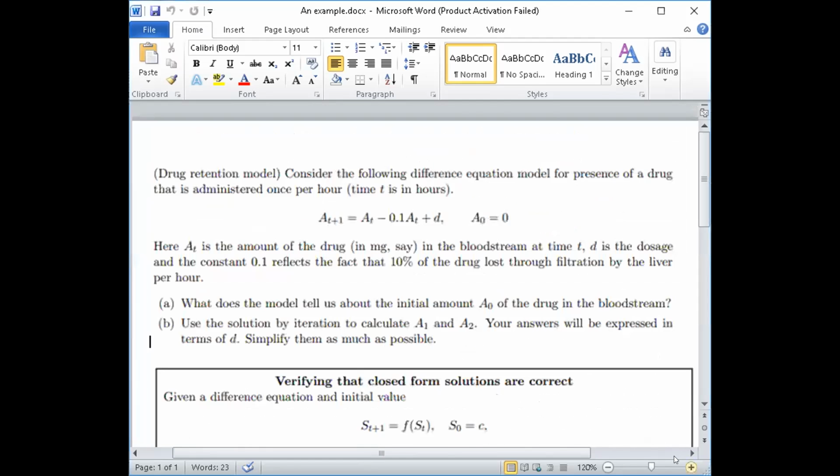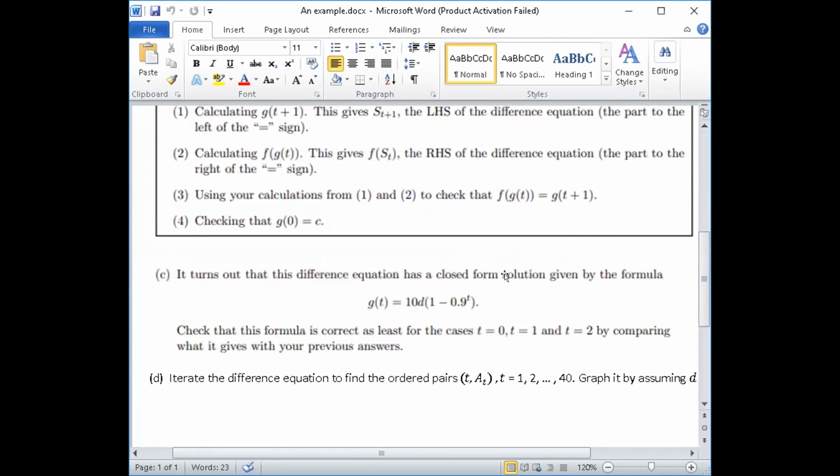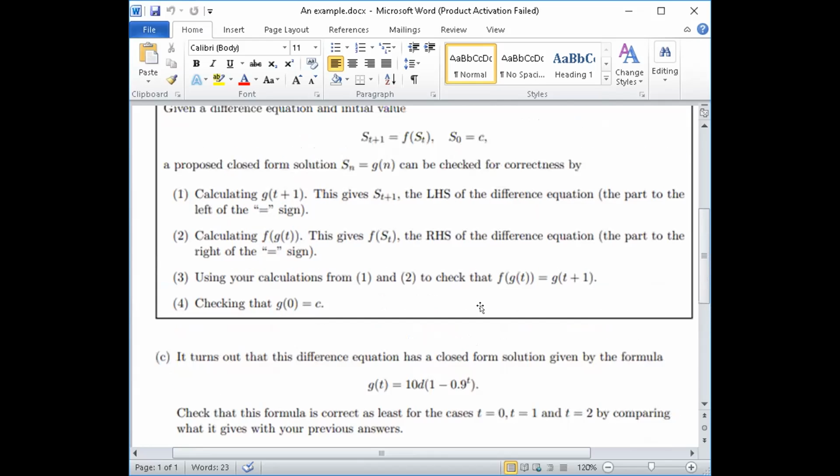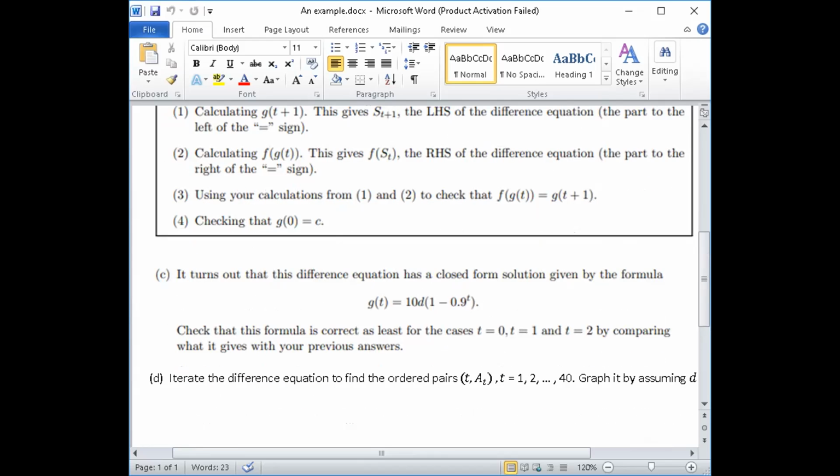Initially, a sub 0 is 0. If you put t equals 0 here, what do you get? 10 times d times 1 minus 0.1 to the power 0. That means this becomes 0. Then g of 0 is 0.